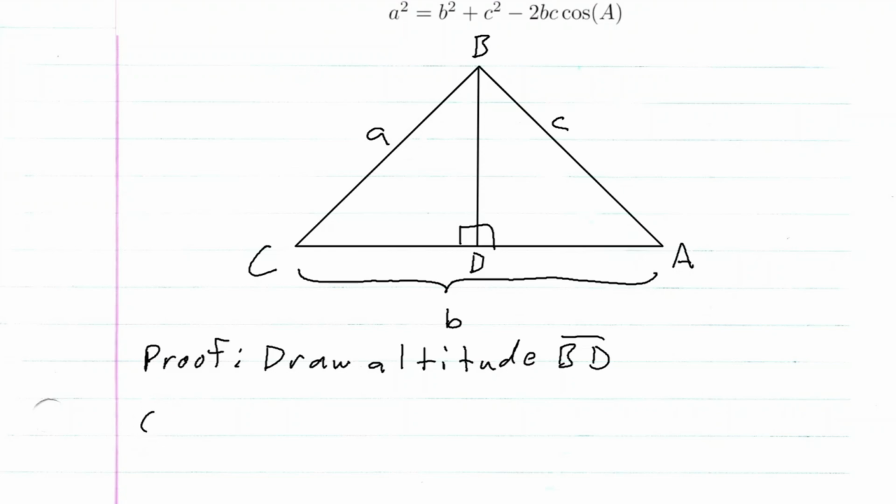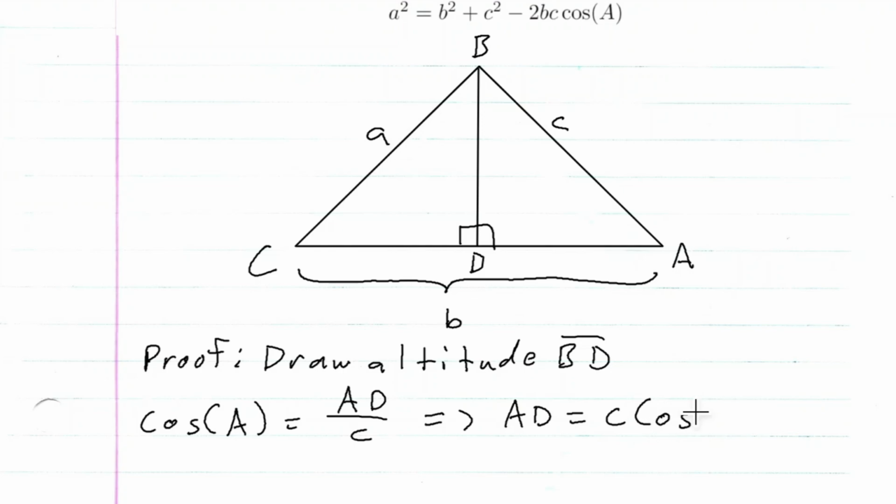Now I can find cosine of A. So cosine of A is equal to, remember cosine is adjacent over hypotenuse, so it'll be AD over c. And if I solve for AD, AD is equal to c cosine of A.